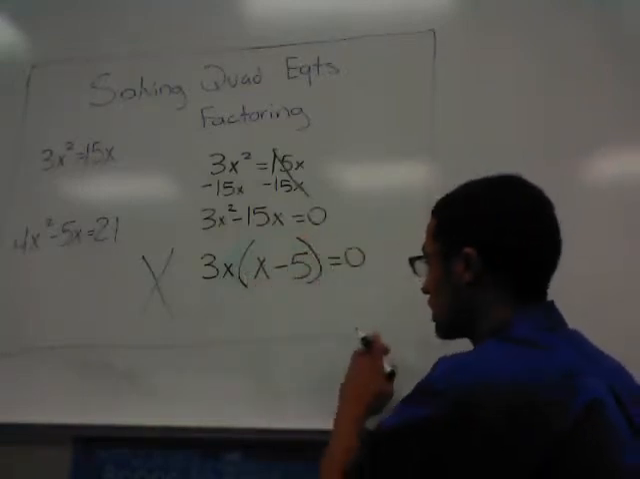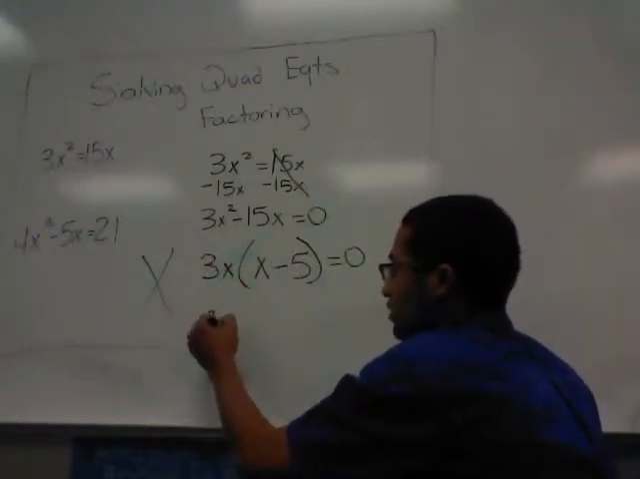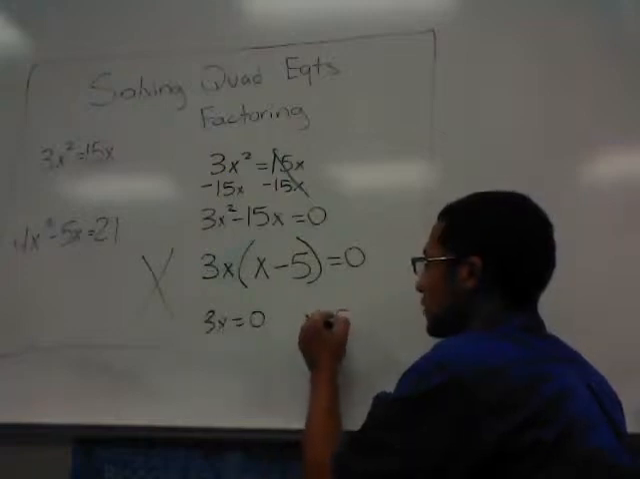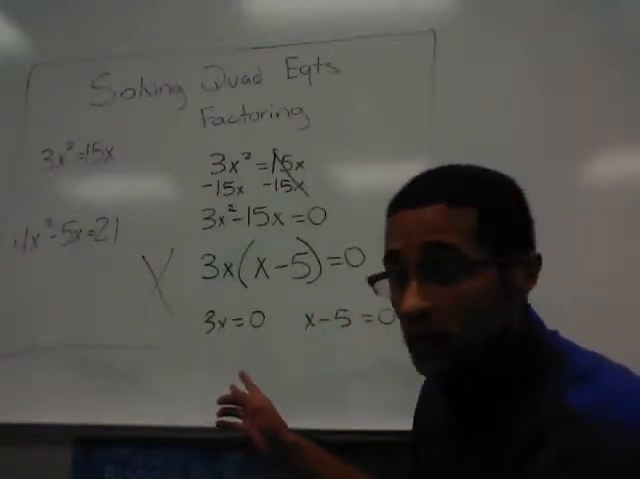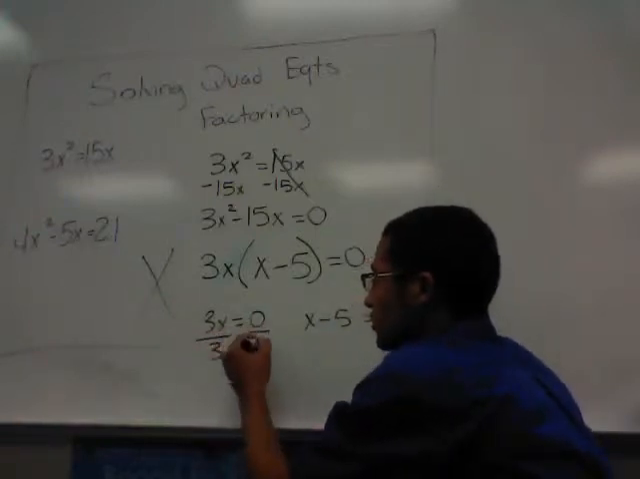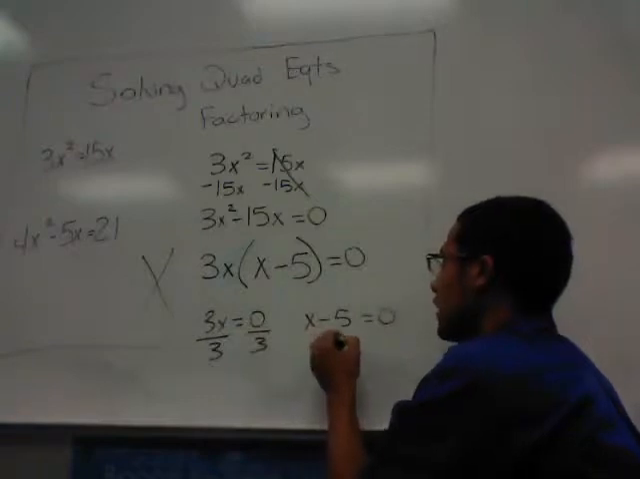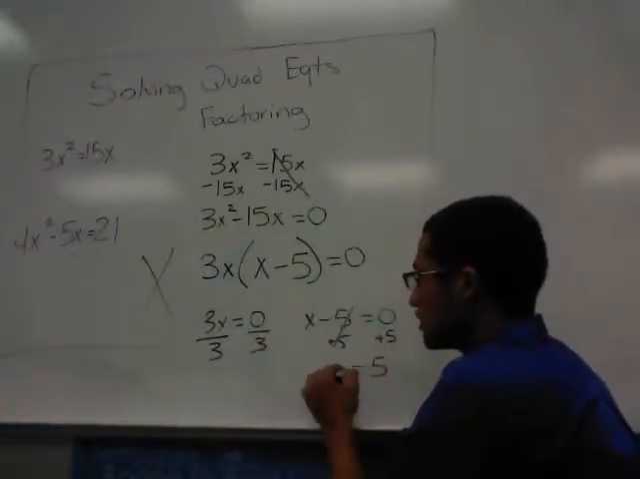Now we're almost done. Let me make some space down here. We're going to separate this to be 3x equals 0 and x minus 5 equals 0. And our last step is to solve each one of these by themselves. So we're going to divide this one by 3, and we're going to add 5 on both sides of this one. That way we get the x by itself on each of these equations.